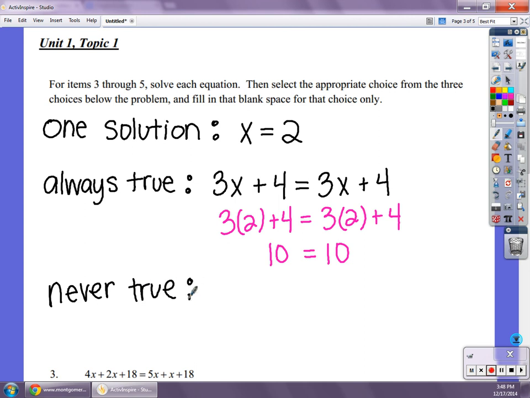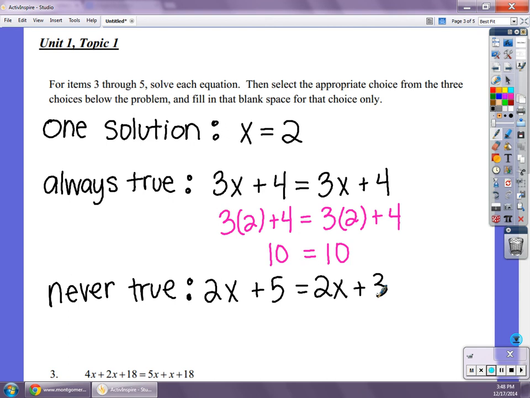What this might look like, I reach a point in my solving where I have the exact same x term on each side of my equation. Different numbers, different constant terms. So in this case, I have the same x term, 2x on each side of my equation, but different constant terms, positive 5 and positive 3.